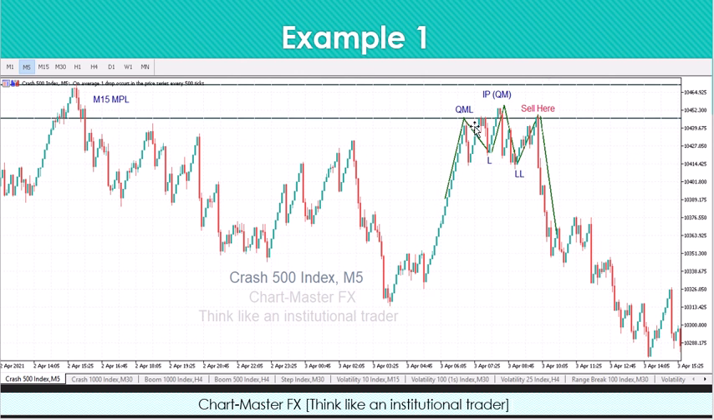The price came here and we have a low, we have a lower low. And when the price returned to this QM level, that's where you can place your trade. You put your stop loss above the MPL area there. That's where you put your stop loss.